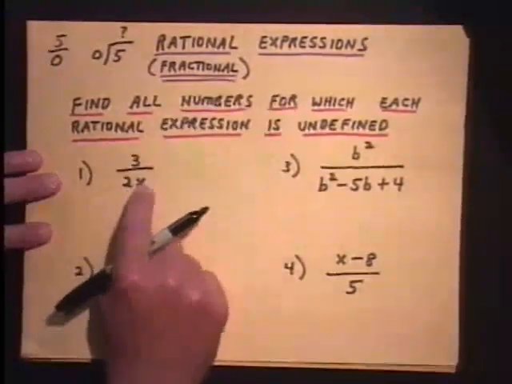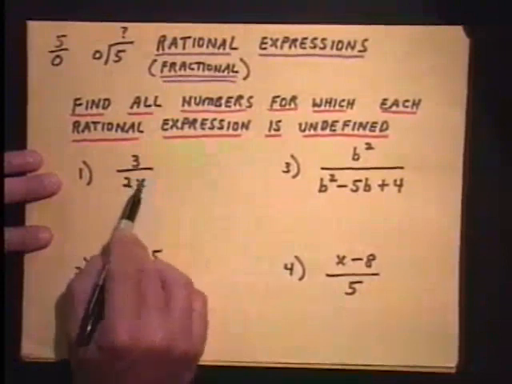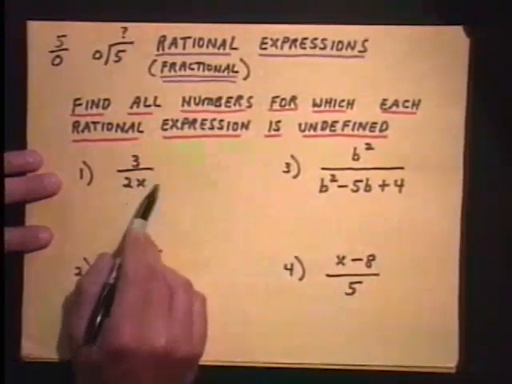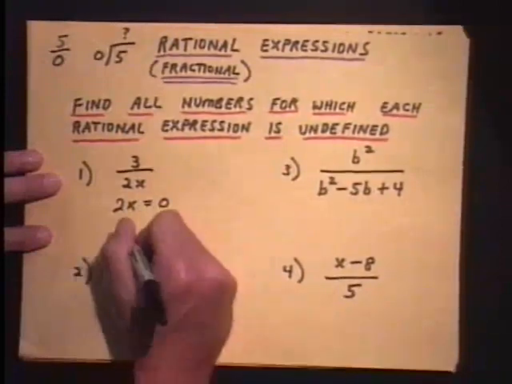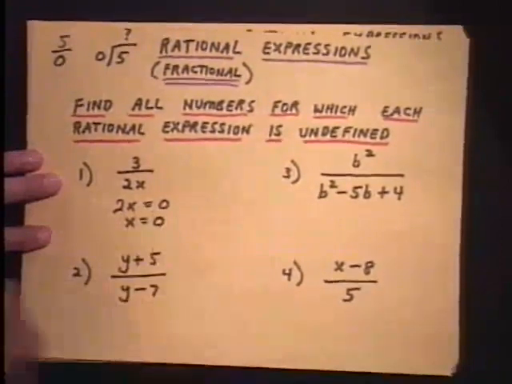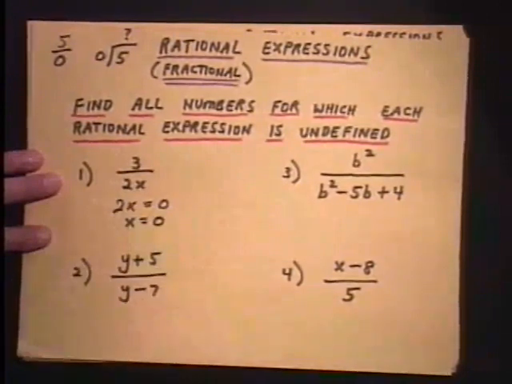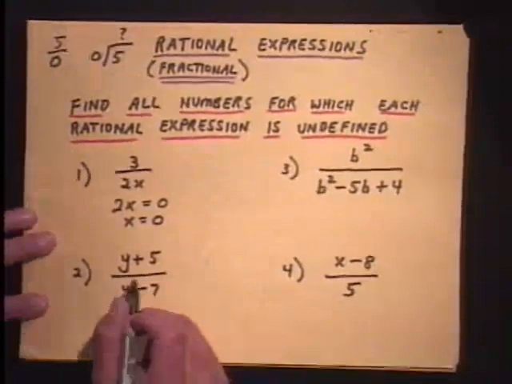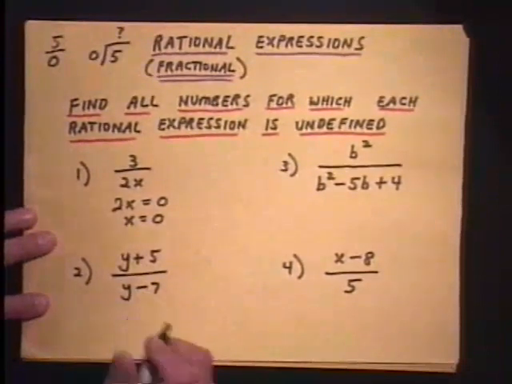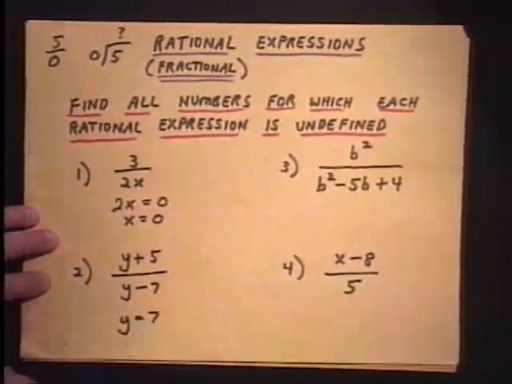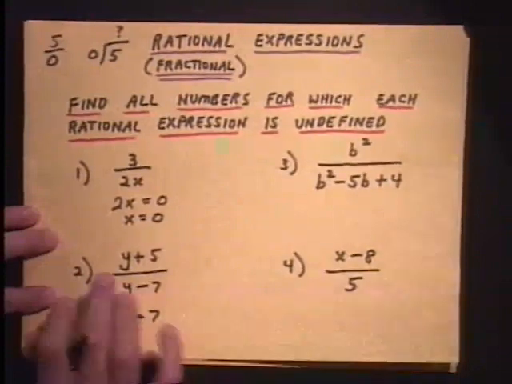See, so anything that comes out 0 in the bottom of a fraction is undefined, so what would make this fraction's denominator 0? 2 times what is 0? Now, if you want to, you can write that out, set it equal to 0. x, dividing both sides by 2, would be 0. So if I put 0 in for x here, that fraction would be undefined. All right, example 2, what makes this fraction undefined? Well, when y is what in the denominator? 7. So that's one you can kind of look at and tell. If I plug in 7 for y there, the denominator is 0, undefined.